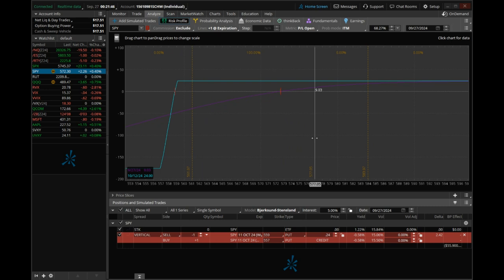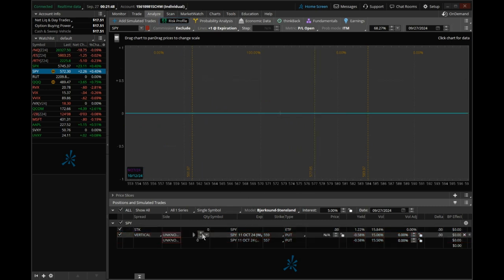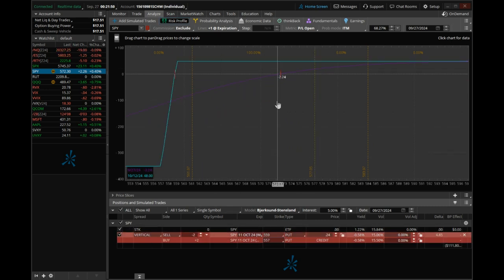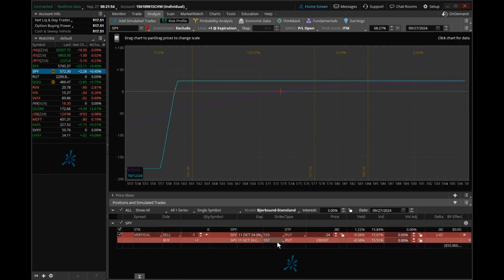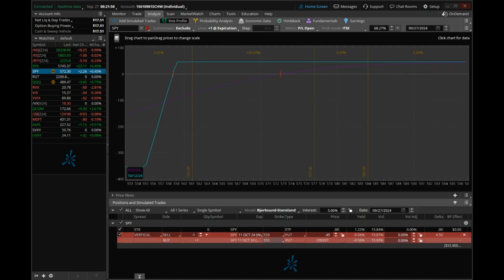$170 on this trade. You can add contracts to get more. Personally, I prefer to widen it. So instead of having a $2 wide spread, let's make it a $4 wide spread. And now you're collecting 45 cents of credit to risk $355. Easiest way to handle the credit spreads.